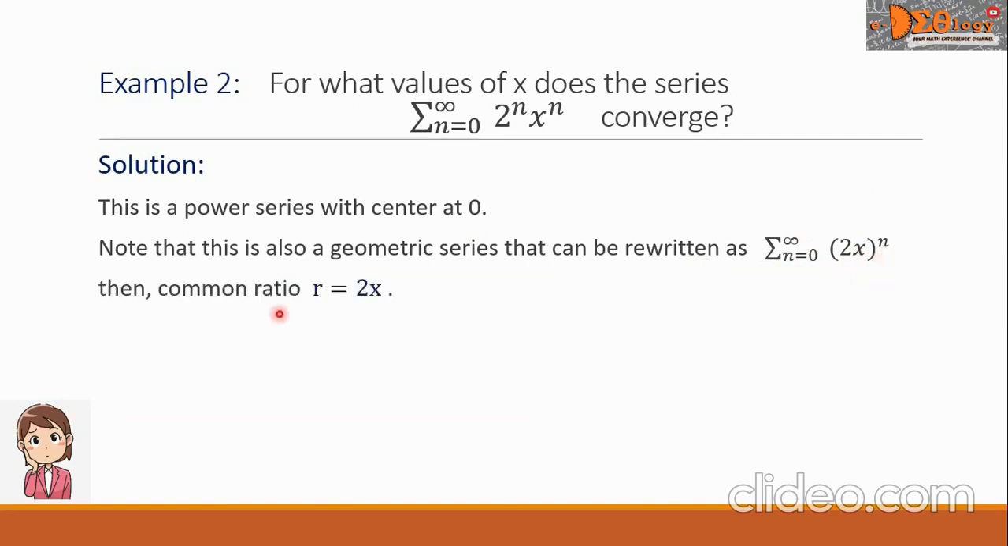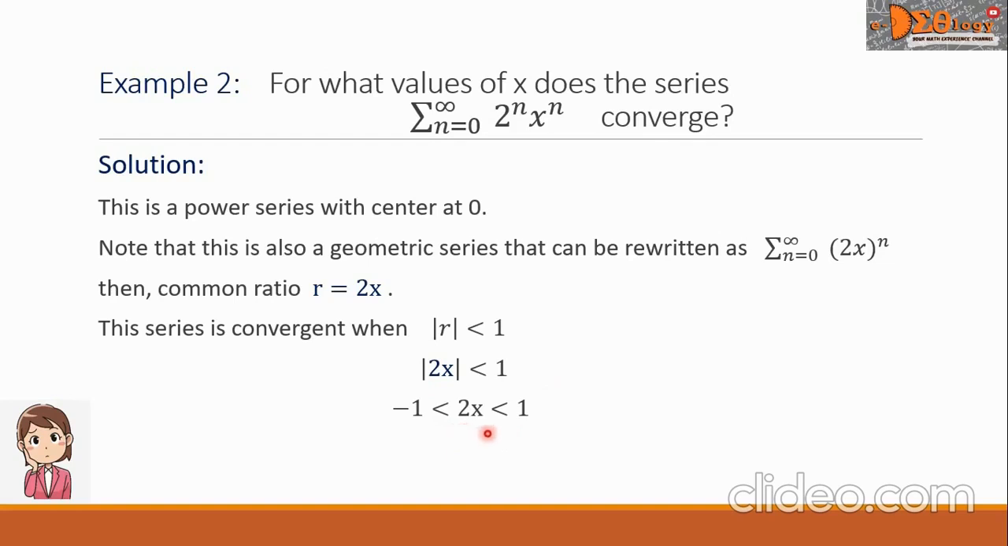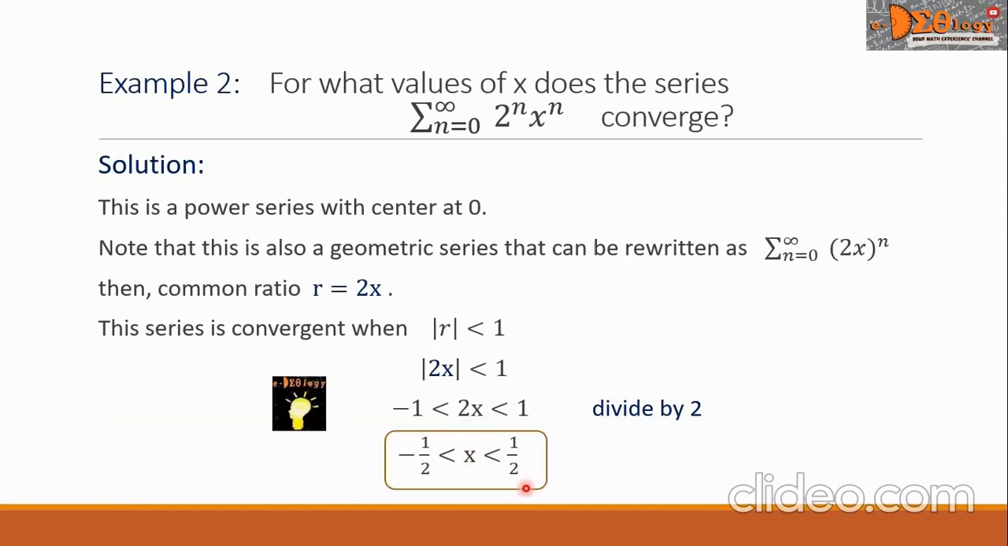Then, we can collect the common ratio r that is equal to 2x. The series is convergent when the absolute value of r is less than 1. Let us substitute the value of 2x in here. Let us represent this inequality as a double inequality, and it will be like this, that 2x is between negative 1 and positive 1. Let us divide this by 2 to make x isolated in the middle. The left side becomes negative 1/2, the middle term becomes x, and the right side term is positive 1/2. This is now the interval of convergence.